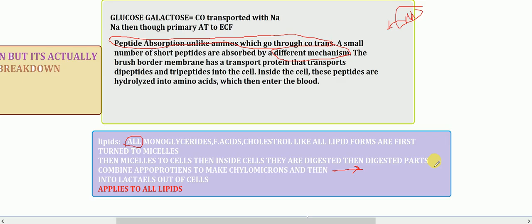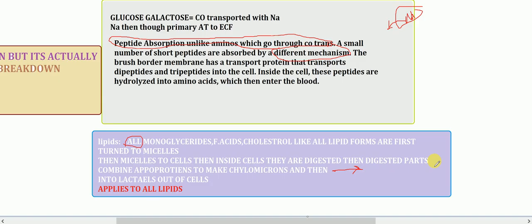So first, in the lumen of the intestine, they're turned into micelles, and the micelles are carried to the interior of the cells, and then inside the cells, the fats are digested. Those digested parts are then combined with apoproteins to form chylomicrons, which are then transported into lacteals, and then they become part of the blood.